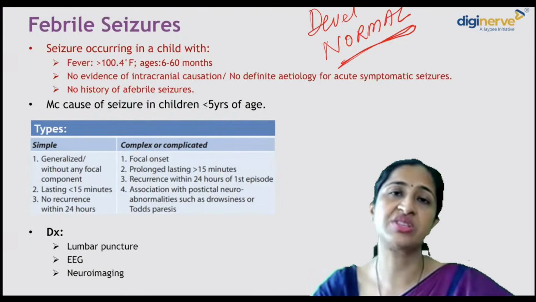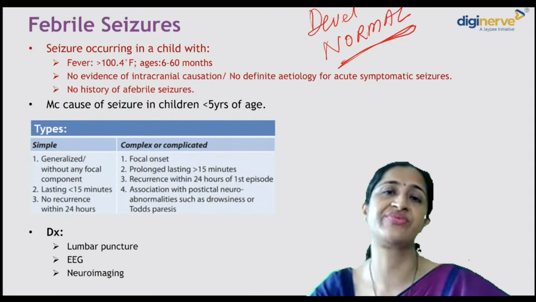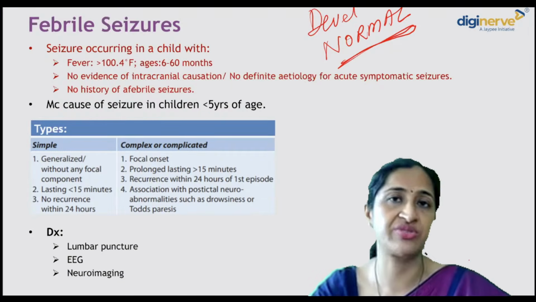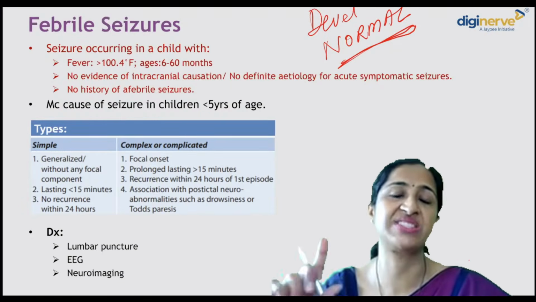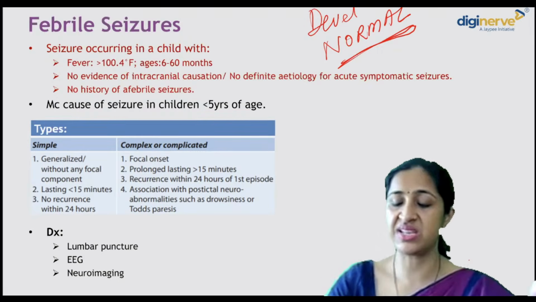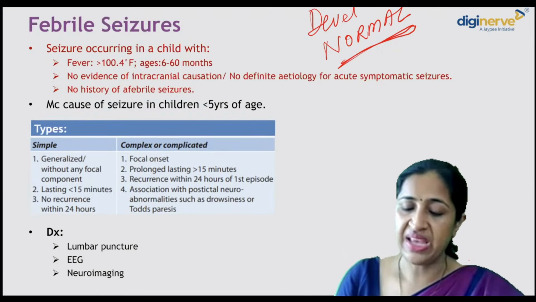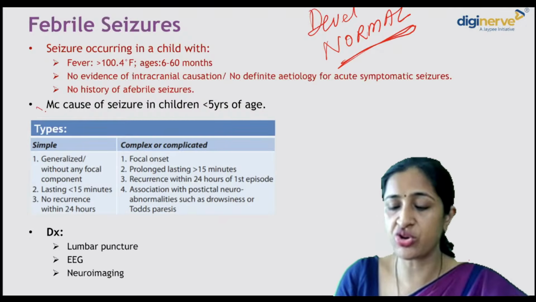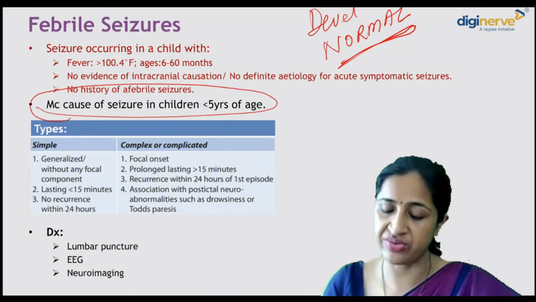No other cause is found, occurs on the first day of fever, within the first 24 hours of fever, only one episode lasting less than 15 minutes. This is febrile seizure. Anything else is atypical febrile seizure. Okay. Now, this is the most common cause of seizure below 5 years of age.